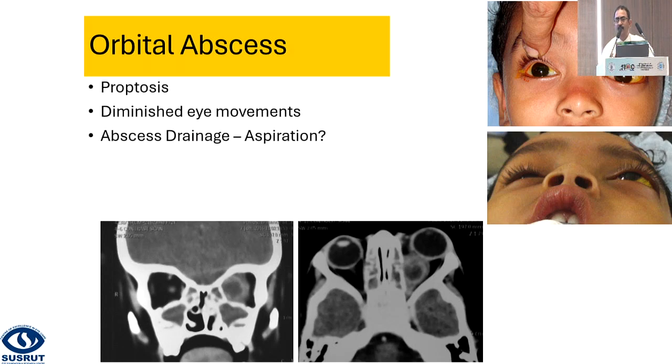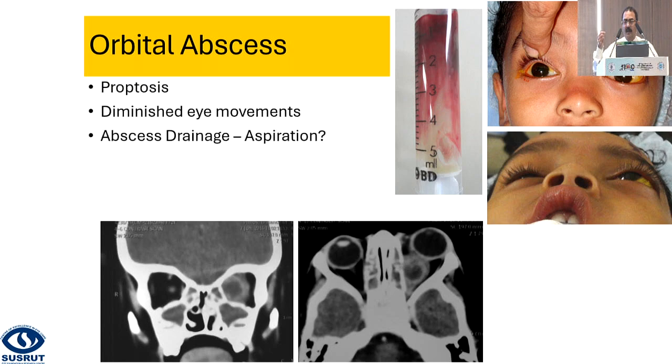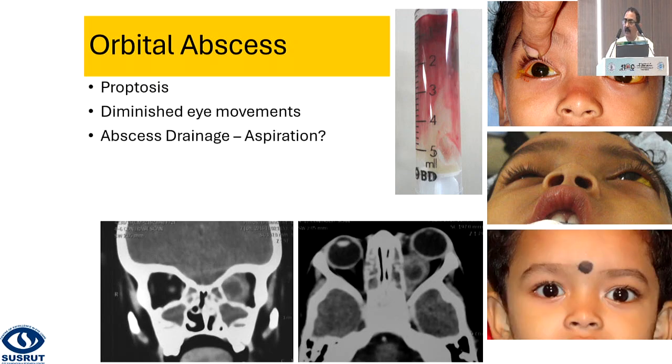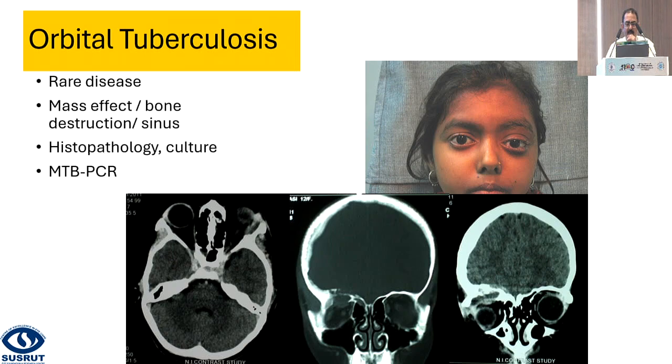Now you could either do an open drainage under anesthesia, or, what we learned from our experience with lacrimal abscesses, you can go in with a wide bore needle and aspirate the pus from the abscess. And of course, again, systemic antibiotics and steroids at the appropriate time.